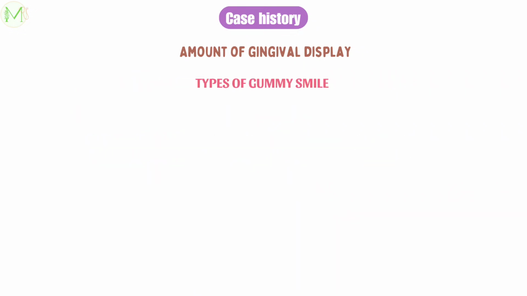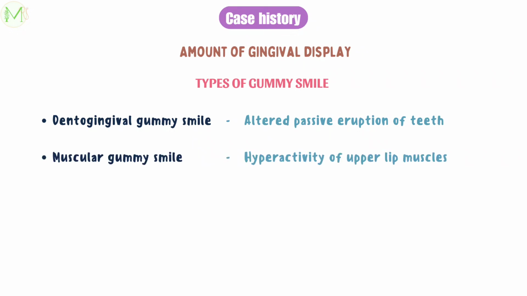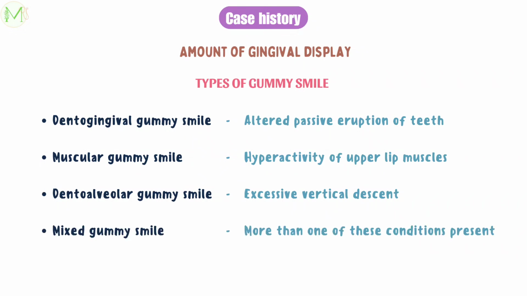Now let's see the types of gummy smile and their causes. The first type is dentogingival gummy smile, which is seen when there is altered passive eruption of teeth. Muscular gummy smile is seen when there is hyperactivity of upper lip muscles. Dentoalveolar gummy smile is seen when there is excessive vertical descent. And mixed gummy smile is seen when more than one of these conditions appear.